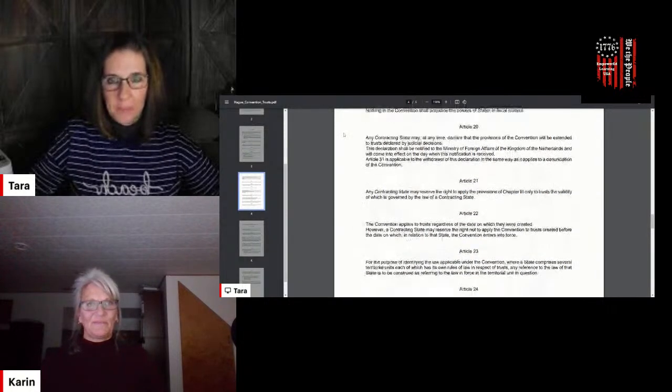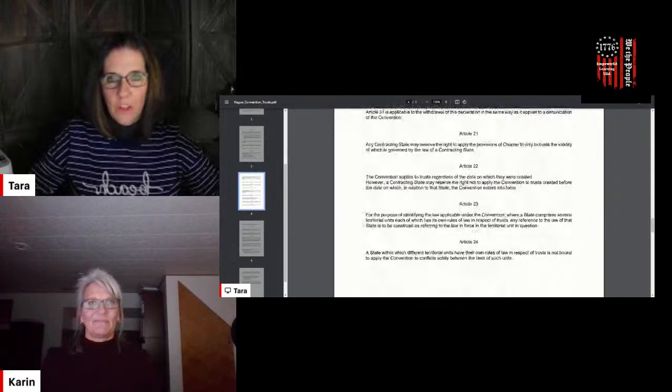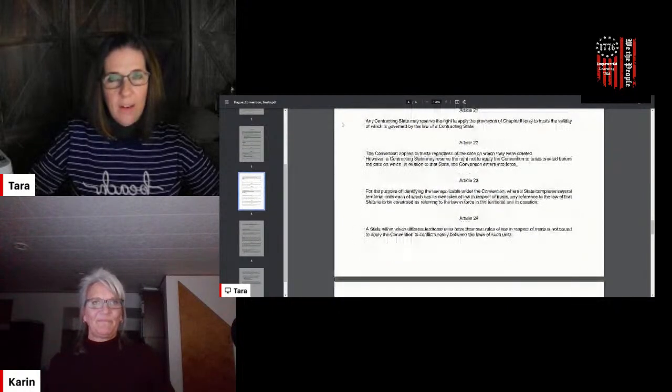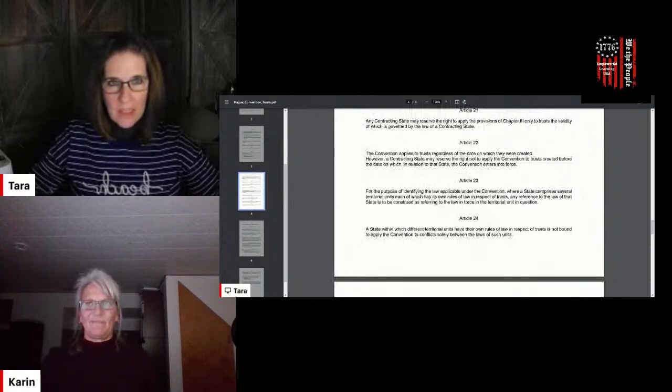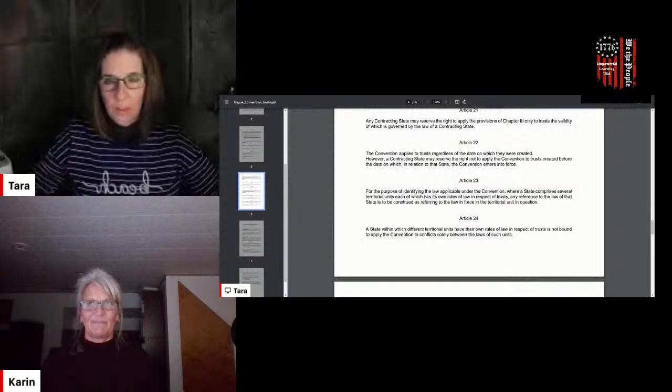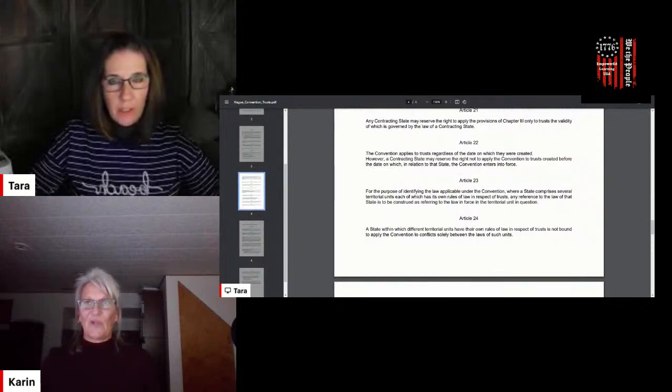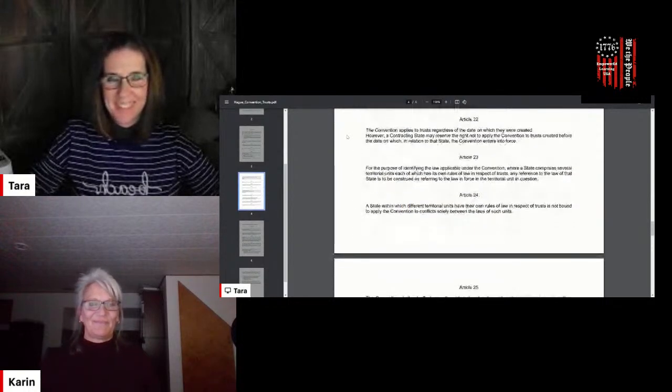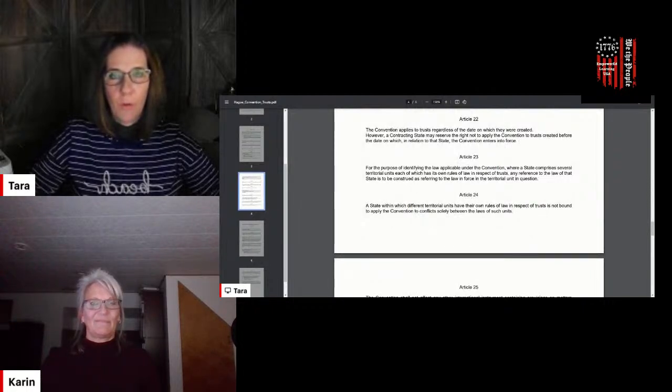Right. All right, Article 21. Any contracting state may reserve the right to apply the provisions of Chapter 3 only to trusts the validity of which is governed by the law of a contracting state. Okay. So again, private versus public, is it necessary? You're talking law and courts and governance. So keep it in your own backyard. Article 22. The convention applies to trusts regardless of the date on which they were created. However, a contracting state may reserve the right not to apply the convention to trusts created before the date on which, in relation to that state, the convention enters into force.